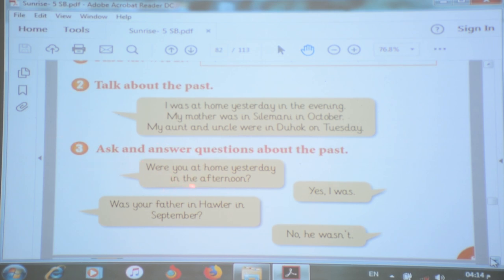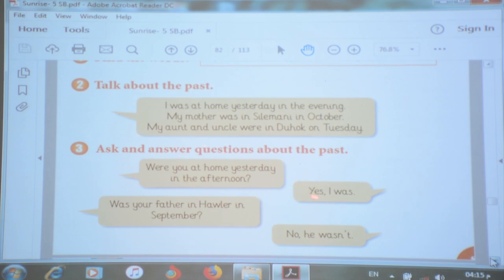There are some ask and answer. Were you at home yesterday in the afternoon? Again, the sentence is a question. We should start with where, with you. Okay, the first word you should use is where. With you. Were you at home yesterday in the afternoon? With home you should use at, and with afternoon you should use in.